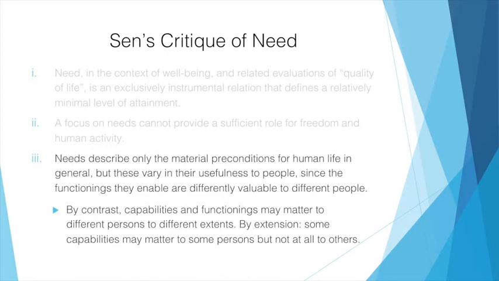The third part of the critique. Needs describe only the material preconditions for human life in general, but these vary in their usefulness to people, since the functionings they enable are differently valuable to different people. By contrast, capabilities and valuable functionings can matter to different persons to different extents. By extension, some capabilities may matter only to some people and not at all to others.